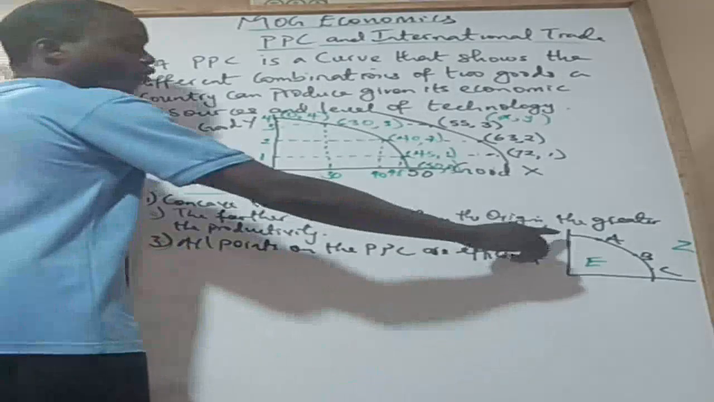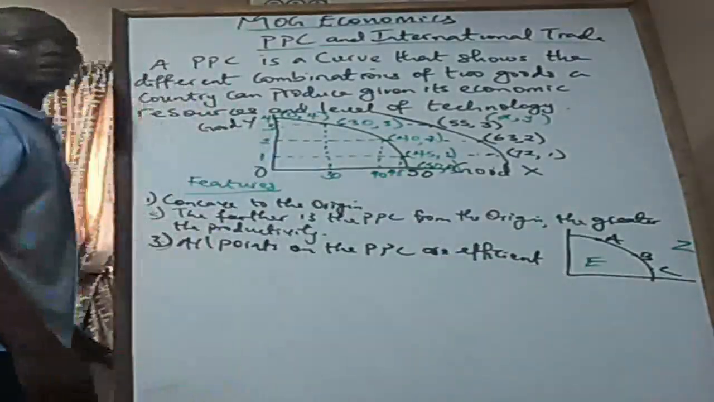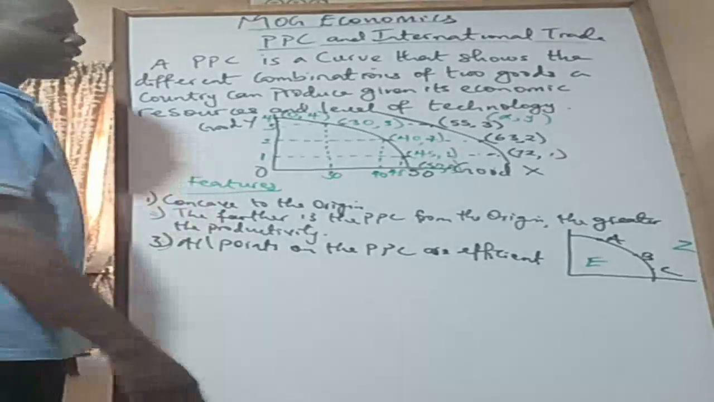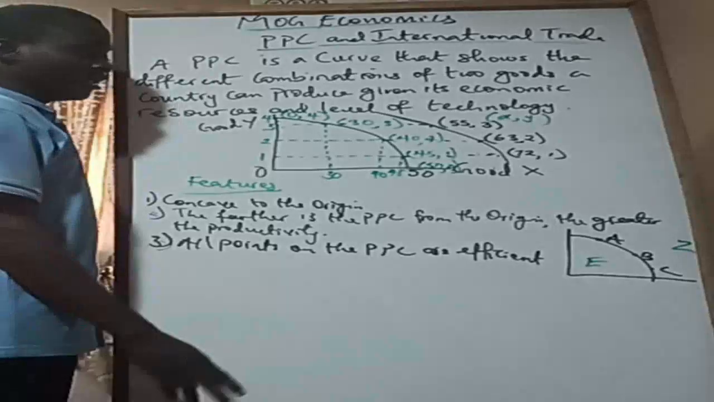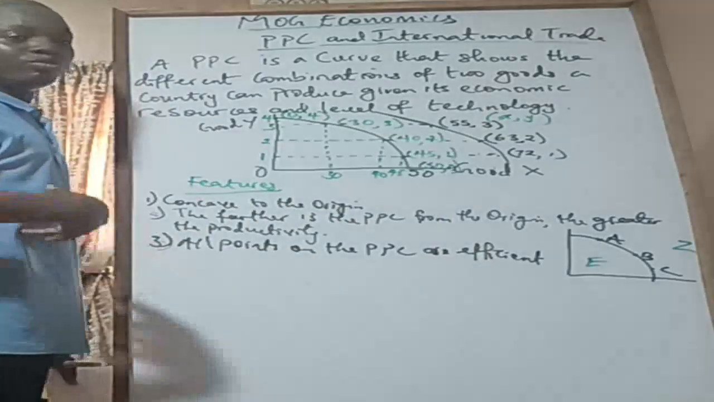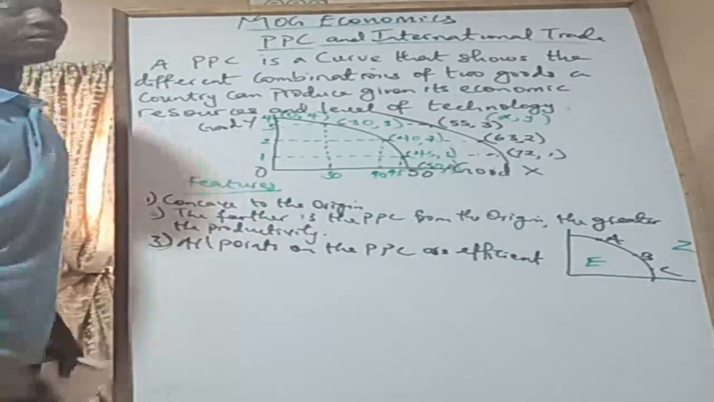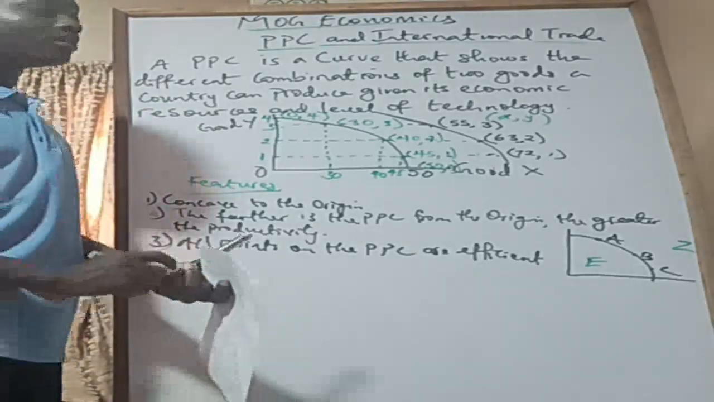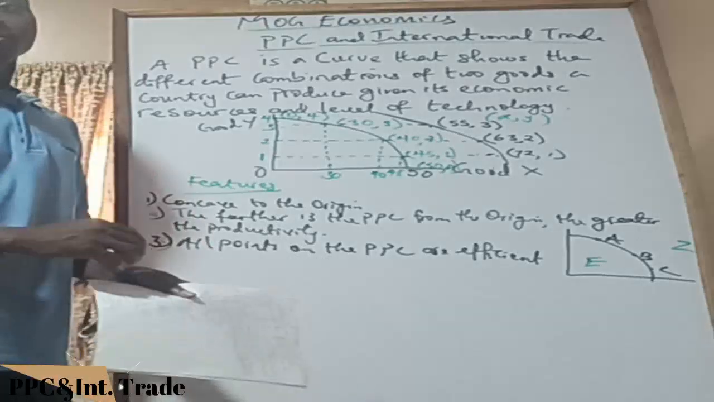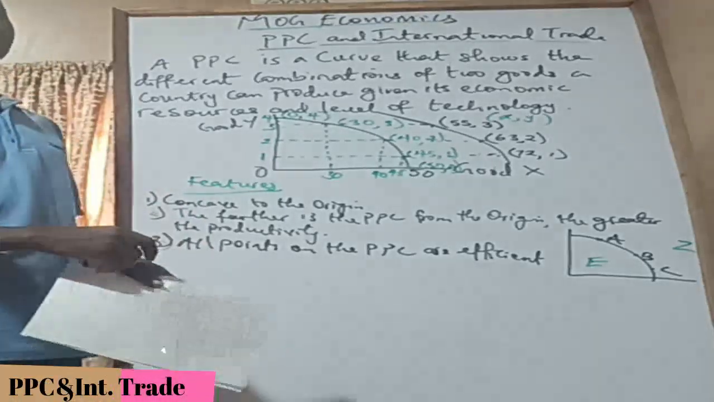Why? Because whatever point you have on this PPC is already telling you that you're already doing the best that you can do. You're already efficient. So what more can you have if you're already efficient? So point Z is desirable, you would have loved to have it, but you cannot have it. So point Z is a non-feasible combination, right? It is not also efficient, simply because it is not on your PPC.